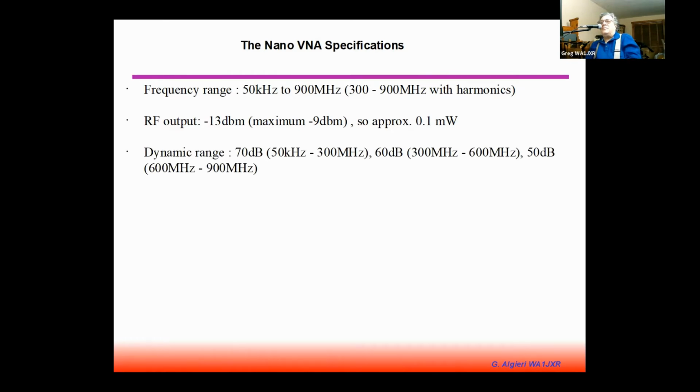Dynamic range, 70 dB on the lower frequencies, and then it falls off 60 and 50 dB as you go up higher in frequency. But dynamic range is just how much of a difference in signal level can it see from the maximum signal to the noise floor.